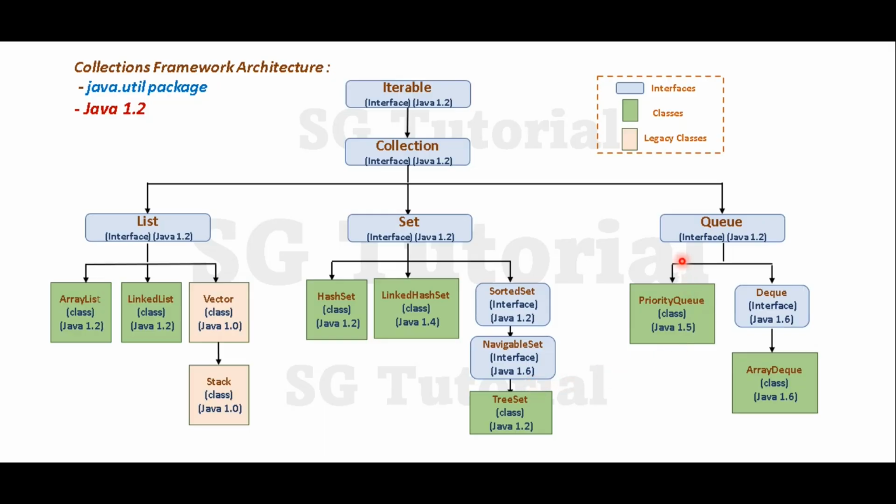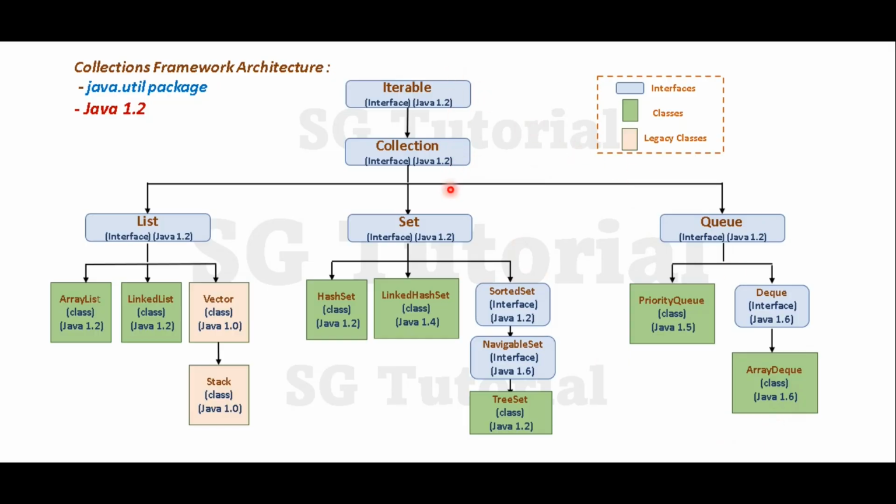And the third child of Collection is the Queue interface. It was introduced in Java 1.2 as well, and its implementation class is PriorityQueue, which was introduced in Java 1.5. And Deque, that is double-ended queue, is an interface introduced in Java 1.6, and it extends the Queue interface. And ArrayDeque is the implementation class of the Deque interface, which was introduced in Java 1.6.